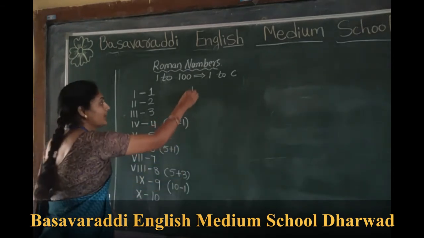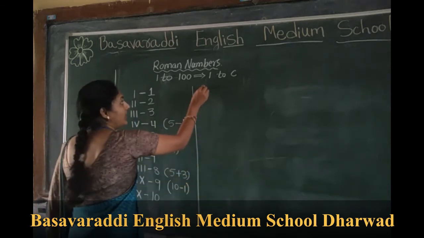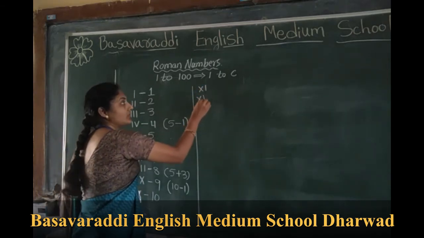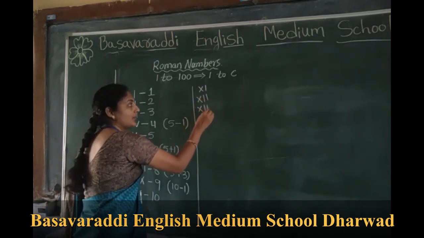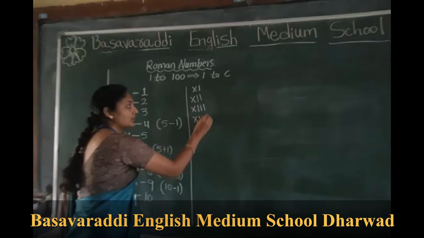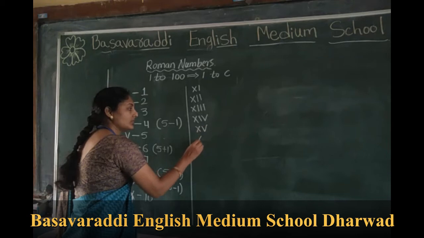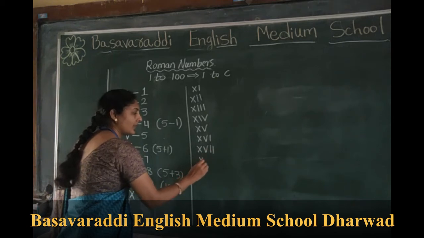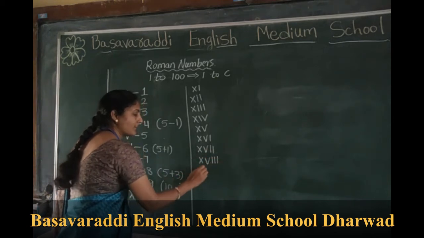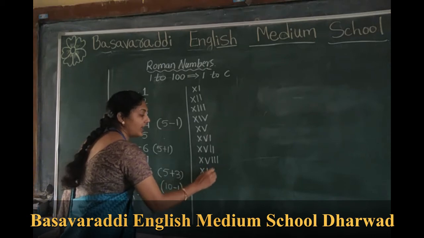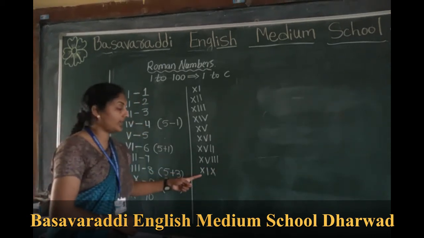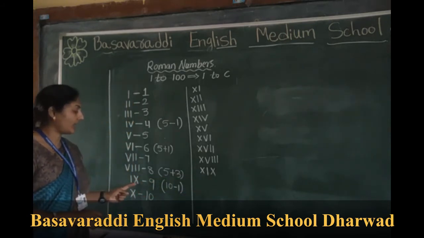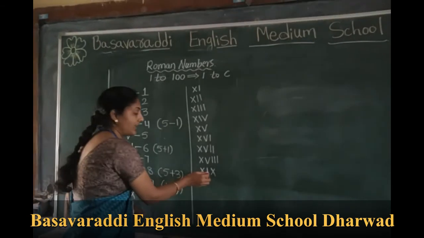Then continue the numbers. 11. Write the 19. So the value of the X is 10. We wrote already I and X, the value of the I and X is 9. So it shows the 19 here.